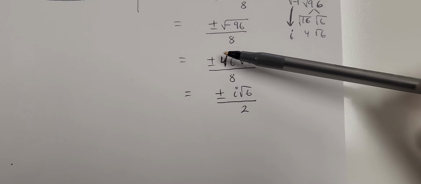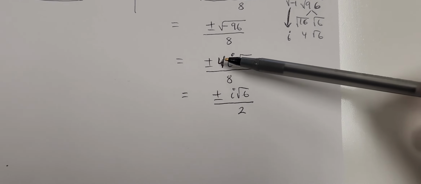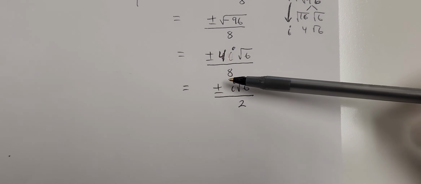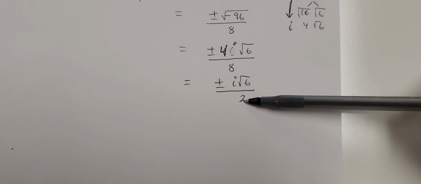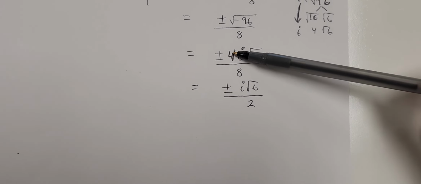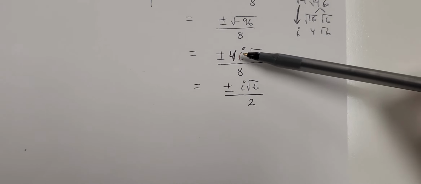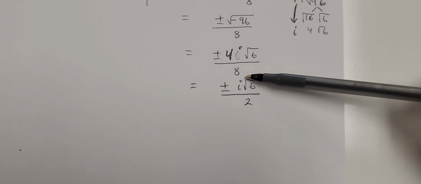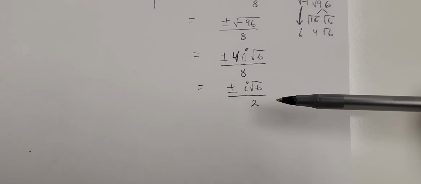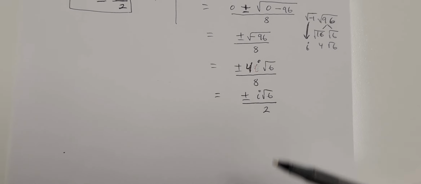Okay, so one more time. Simplify 4 and 8. That will give me 1 over 2. Why? Because 4 divided by 4 gives me the 1. 8 divided by 4 gives me 2. Okay, and then the i square root of 6, I can't do anything about it. I leave it alone. And that will become our final answer.